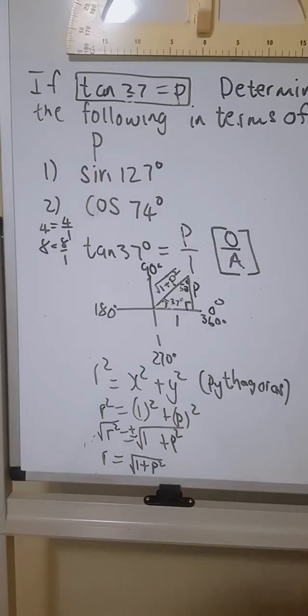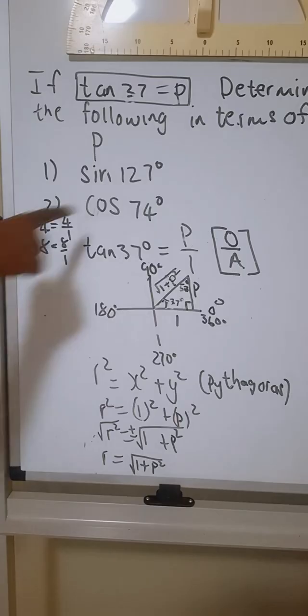So now that we have a complete diagram, it has all the angles and all its accompanying coordinates for x, y, and r. Oh, the 37 degrees are cute. Okay, I hear you.